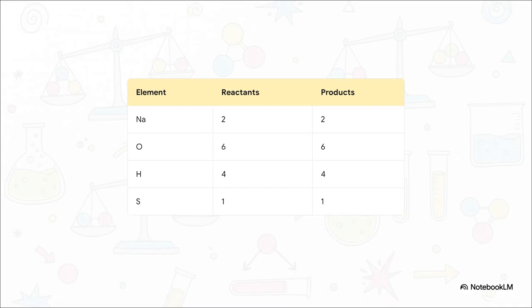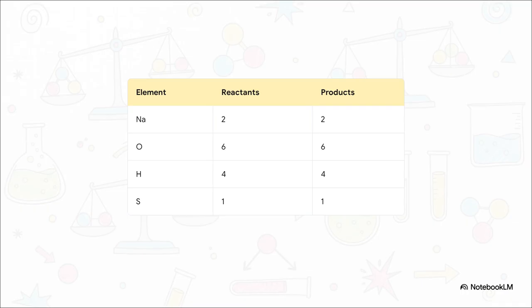And this brilliantly brings us to Step 4. We do one final check of all the elements. Let's see. Sodium is 2 on both sides. Oxygen is 6 on both sides. Hydrogen is 4 on both sides. Sulfur is 1 on both sides. Everything is perfectly equal.